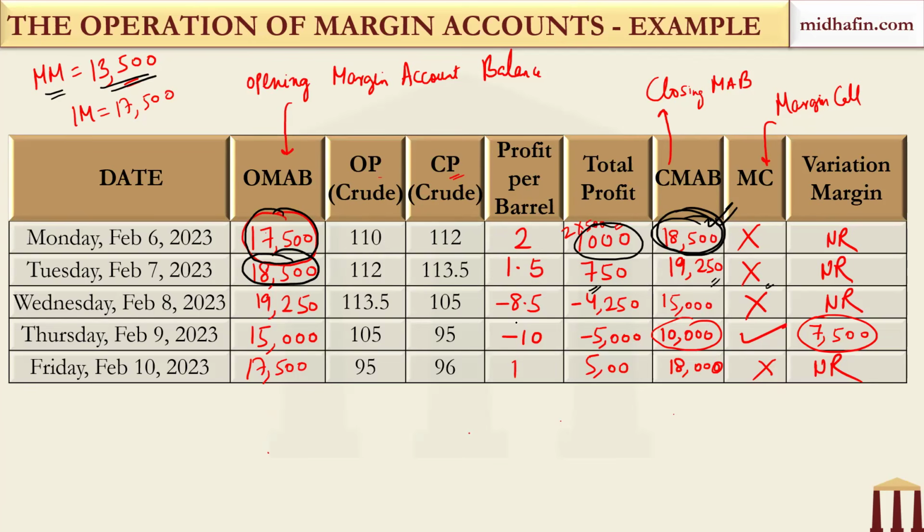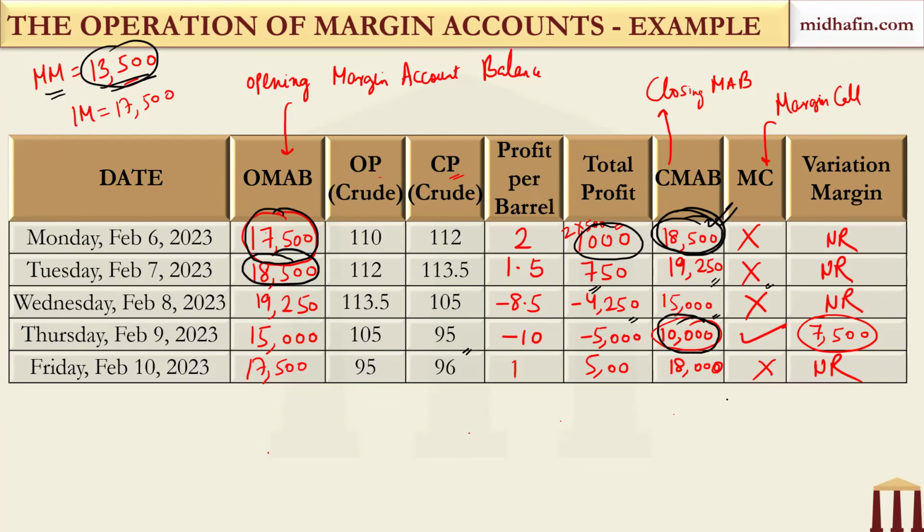Next day, there is a heavy loss of $4,250. The closing margin account balance becomes 15,000, but still there is no margin call because if you compare it with 13,500, you are still safe. Next day, there is again a heavy fall. Your closing margin account balance becomes 10,000.